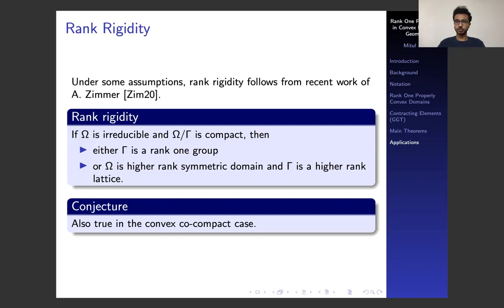So for any such group gamma, either the group gamma is rank 1 or omega is a higher rank symmetric domain and gamma is a higher rank lattice, provided we have the assumptions that omega is irreducible and omega mod gamma is compact. So there is a conjecture now. I will attribute this conjecture to Andrew Zimmer and my advisor Ralf Spatzier, and the conjecture says that this is also true in the convex co-compact case.